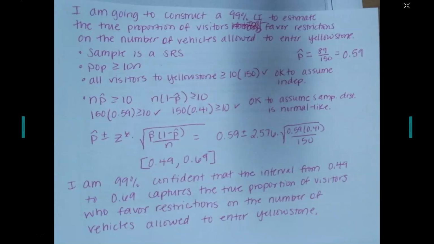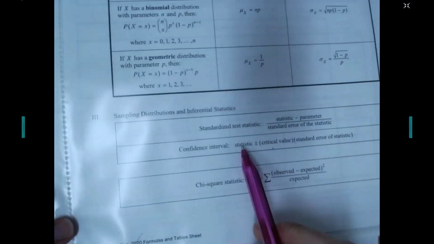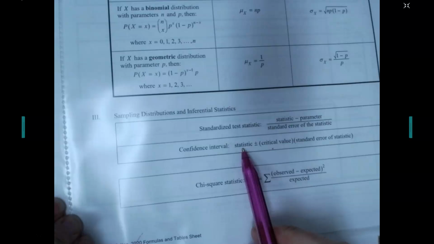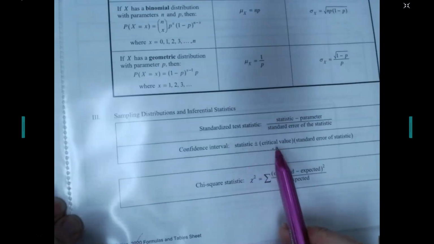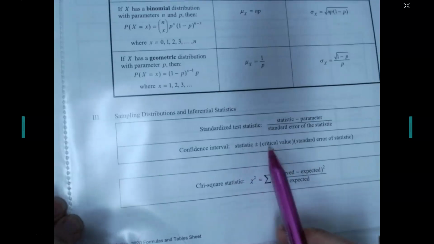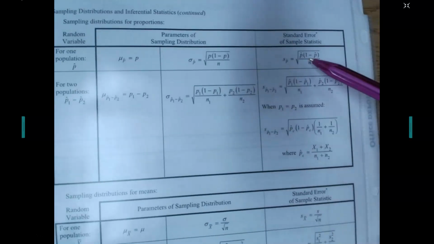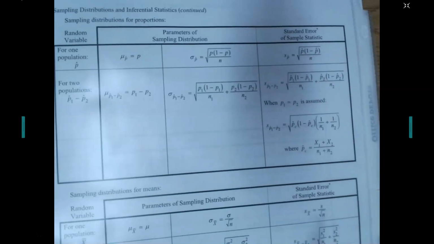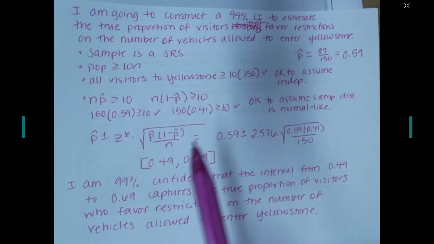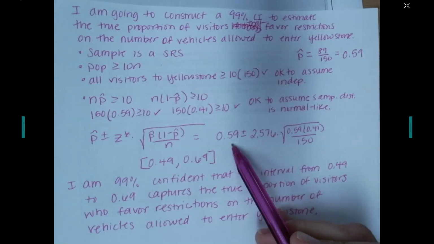Remember, on your formula sheet, you have this in words. In words, it says your confidence interval is your statistic. We're dealing with proportions, so that's p hat, plus or minus critical value. If we're dealing with p's, we're using z as our critical value, times the standard error of the statistic. And your standard error of the statistic, here's proportions, standard error, single sample, here it is right here: the square root of p hat times 1 minus p hat divided by n. Okay, and so you can use your formula sheet to construct this. All right, so p hat was 0.59.